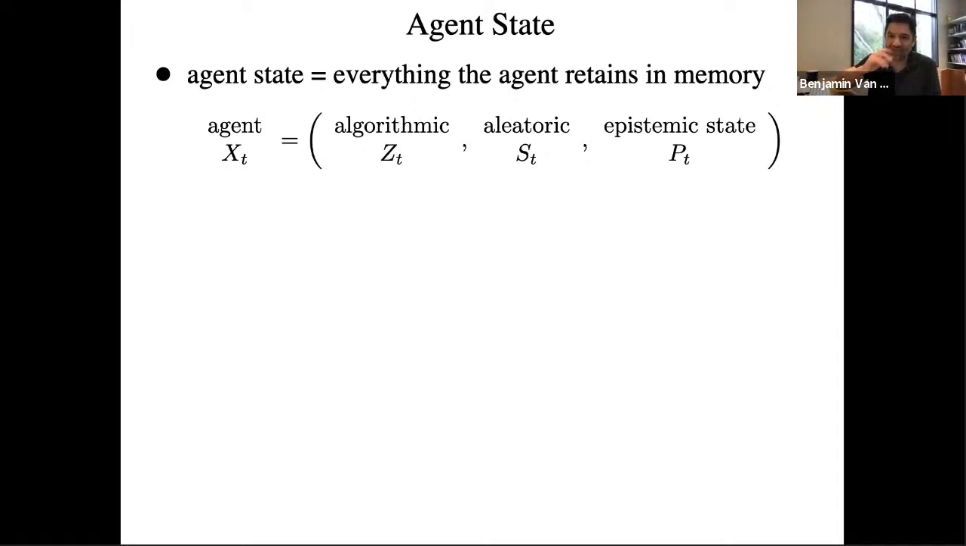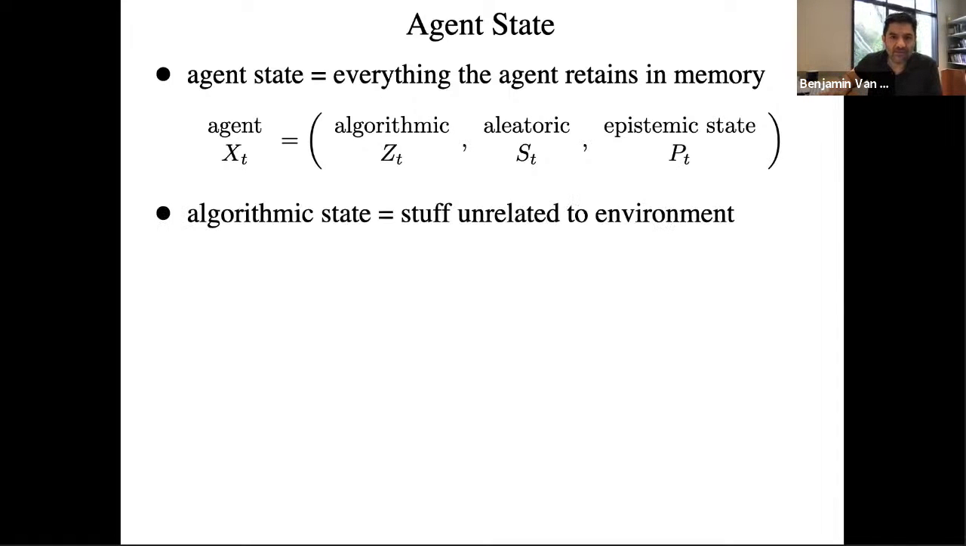All right. And the algorithmic state is stuff that the agent's retaining in memory that has nothing to do with the environment. Just has to do with the agent's own random generation of actions in the past. Okay. And in the agent I'm going to propose today, the only algorithmic state is time. Okay, so the agent will be keeping track of how long it's been operating for.